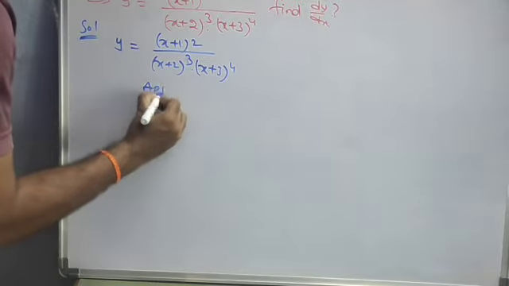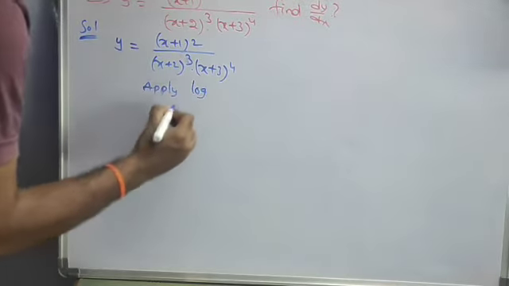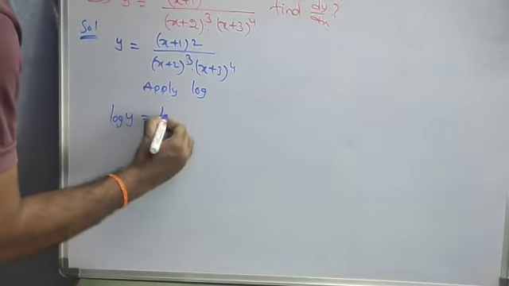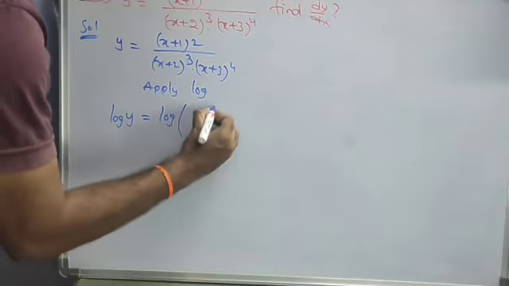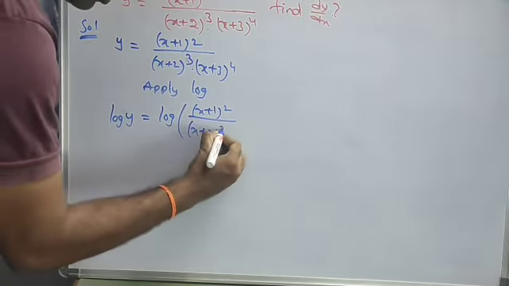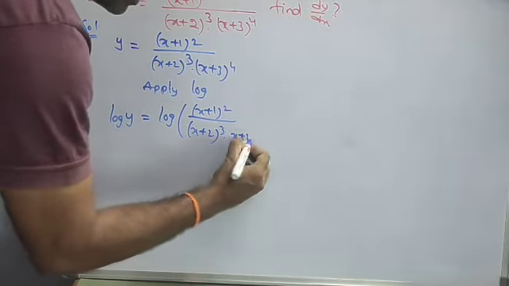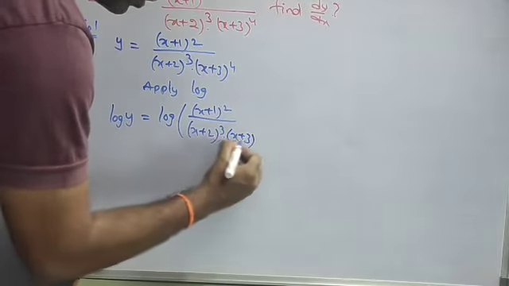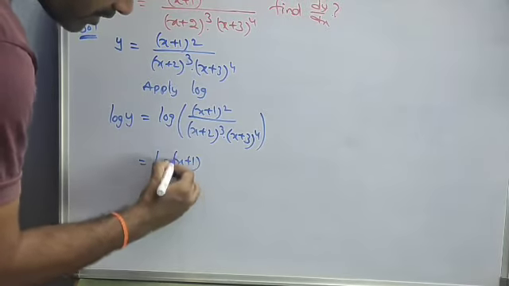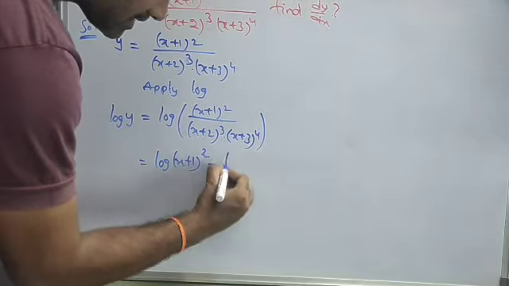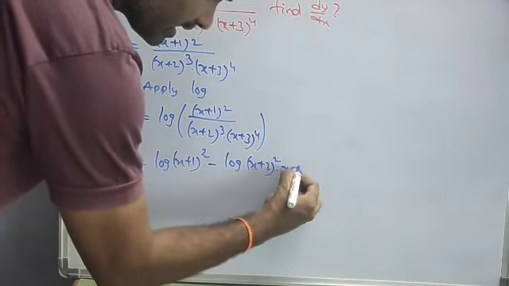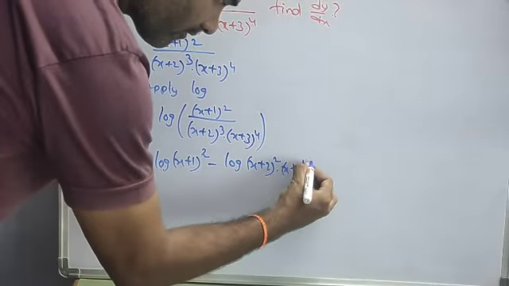So apply logarithm, that means base e. So log y equal to log of x plus 1 whole square by x plus 2 whole cube into x plus 3 whole to the power of 4. So log of x plus 1 whole square minus log of x plus 2 whole square into x plus 3 whole to the power of 4.